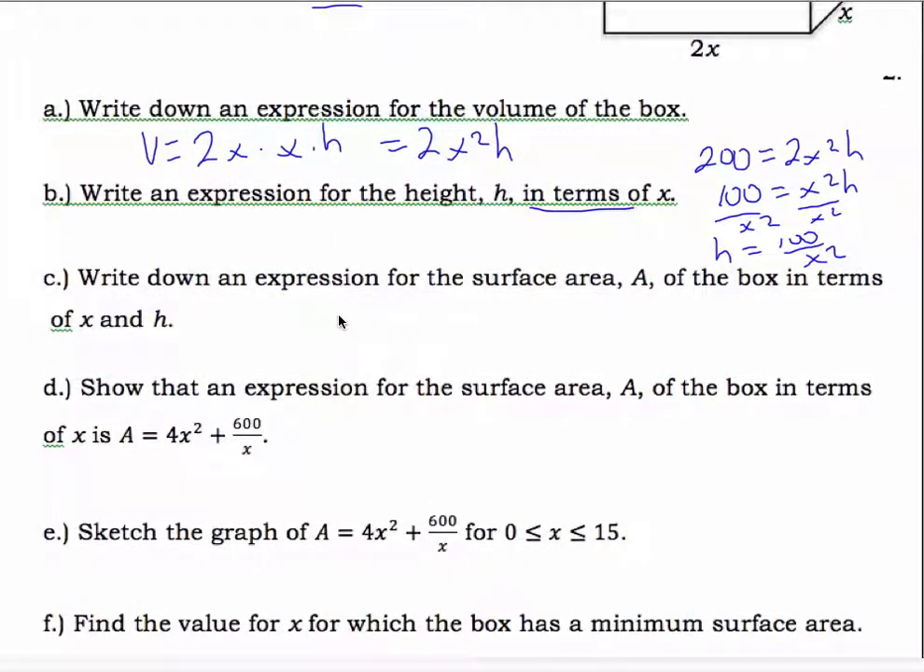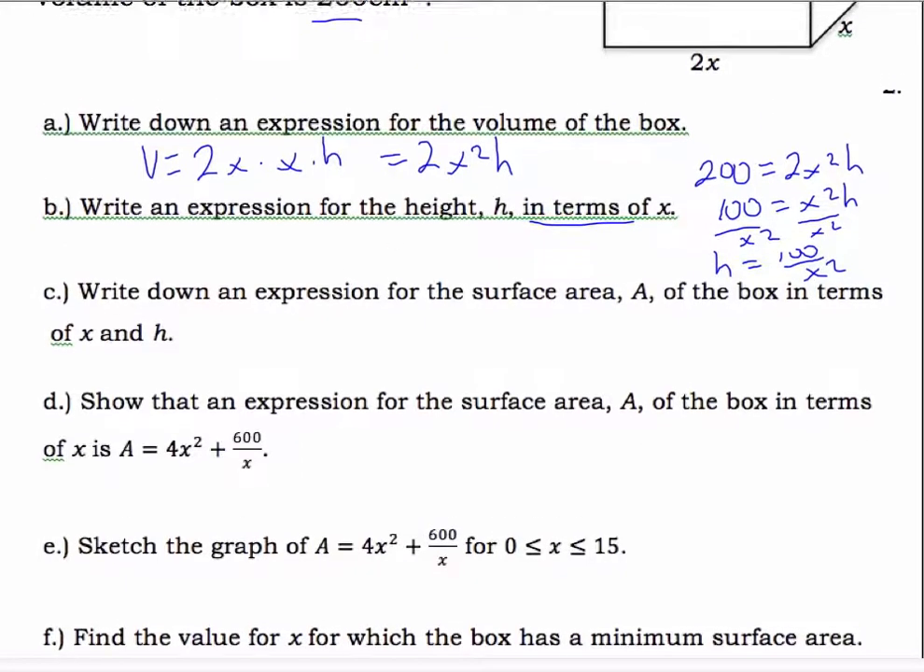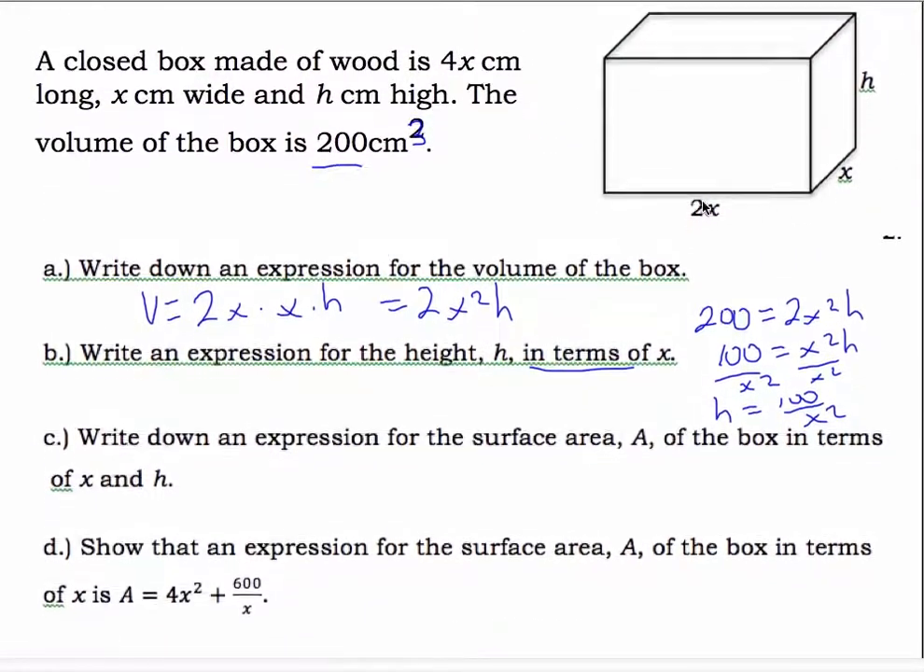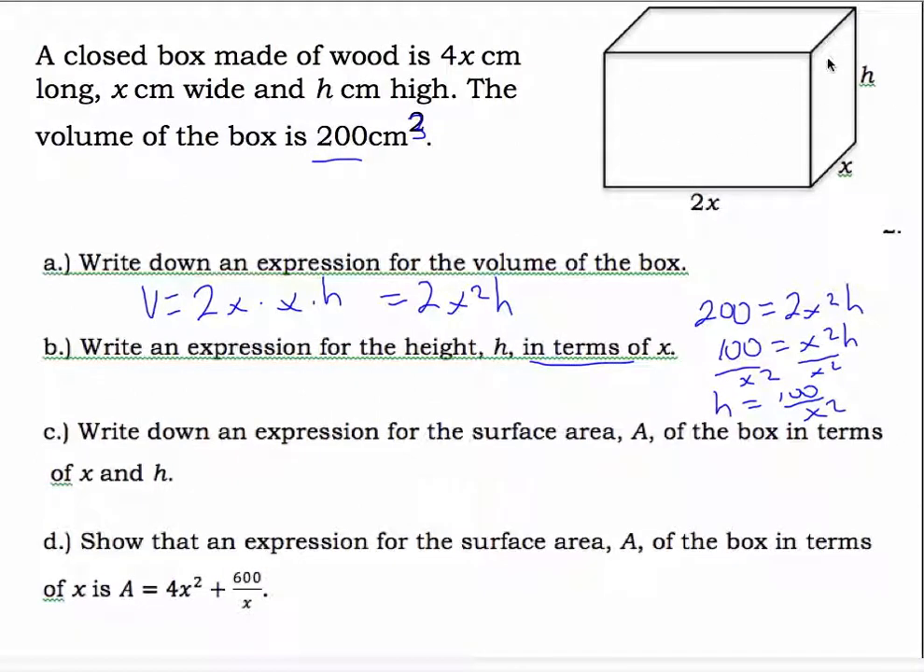Write down an expression for the surface area of the box in terms of x and h. So surface area, you've got a cuboid here. There's 6 faces altogether. You've got hx here, but there's 2 of them. Right? So your surface area is going to be 2xh plus, now this face right here, this is 2x and this is h, so this is going to be 2xh, but there's one in the front and one in the back, so altogether that's 4xh.